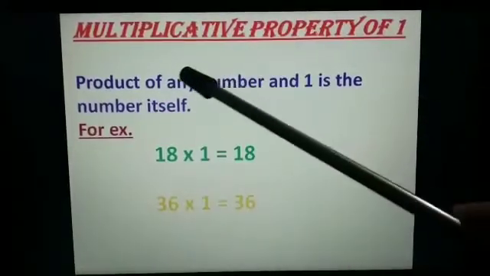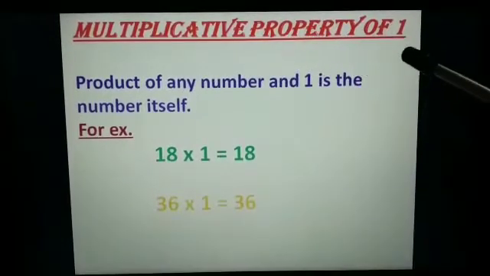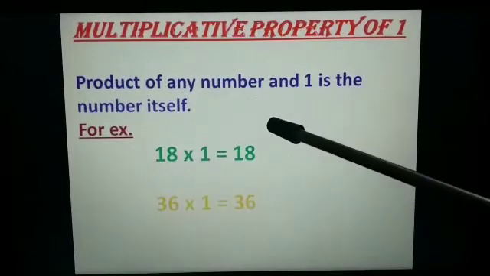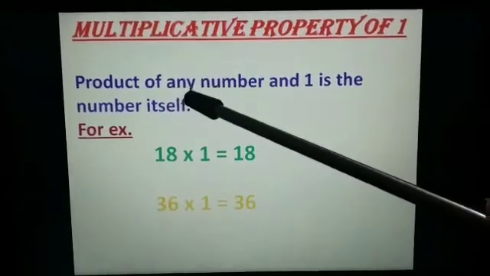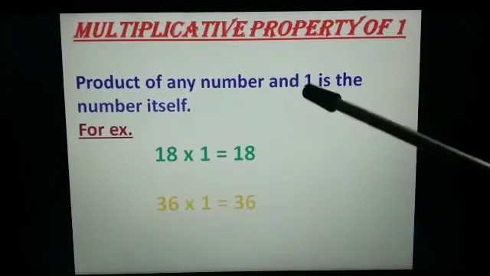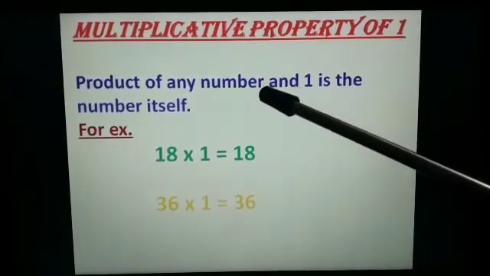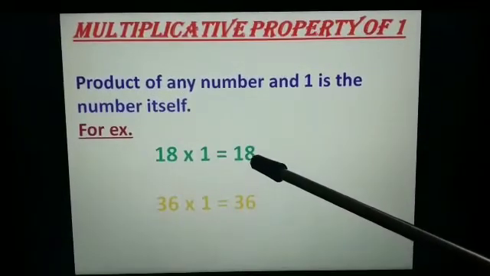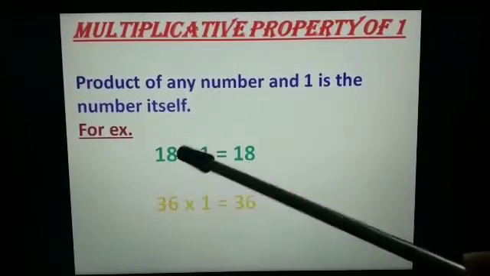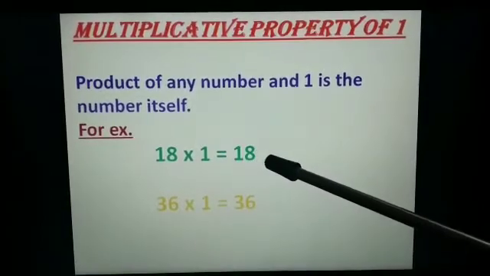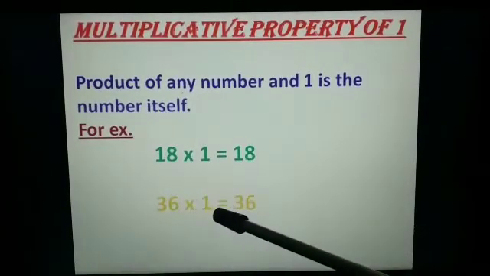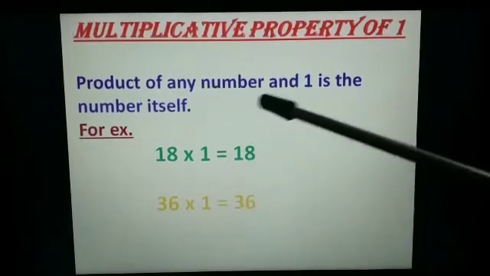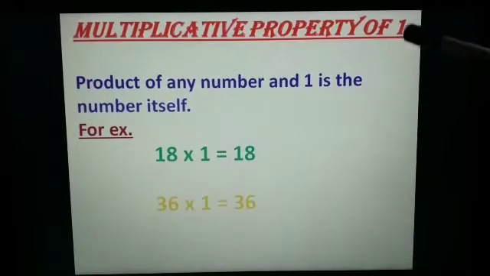Now second is multiplicative property of 1. Product of any number and 1 is the number itself. हमेशा 1 से मल्टीप्लाई यदि हम किसी भी नंबर को करते हैं तो प्रोडक्ट मीन्स आंसर हमेशा नंबर इटसेल्फ यानी सेम नंबर ही होगा. For example 18 into 1, 18 ones are 18. 36 into 1, 36 ones are 36. So product of any number and 1 is the number itself.